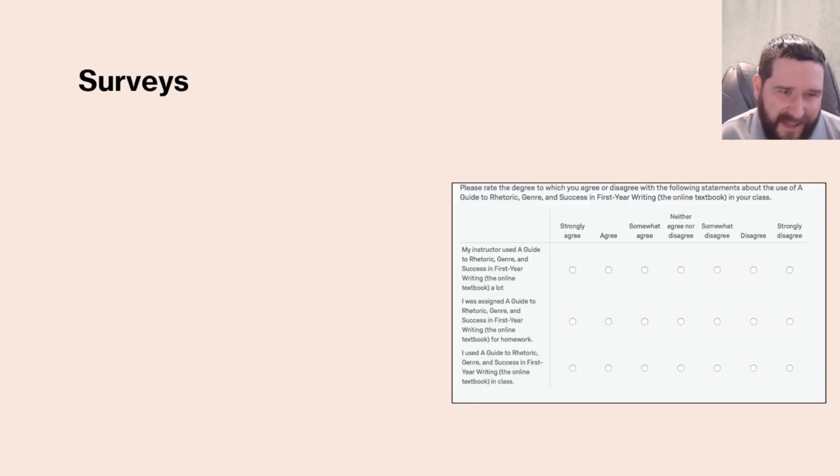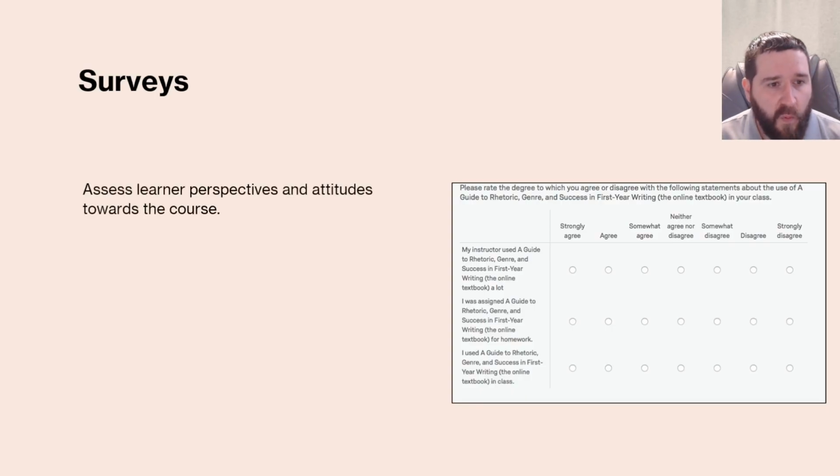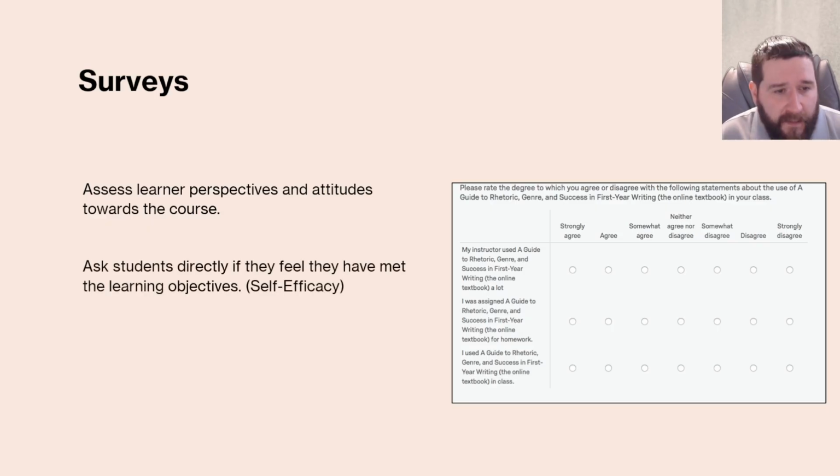And the last summative assessment option I want to talk about is surveys. This is an interesting one because it doesn't actually involve the students executing the skill, right? Rather, we're assessing their perspectives and attitudes towards our course or specific skills, right? So we can ask students directly if they feel they've met the learning objectives. Hey, can you do this? Do you feel comfortable executing this skill? Right? This is called self-efficacy in the education world. Their belief that they can perform a capability or perform a skill.